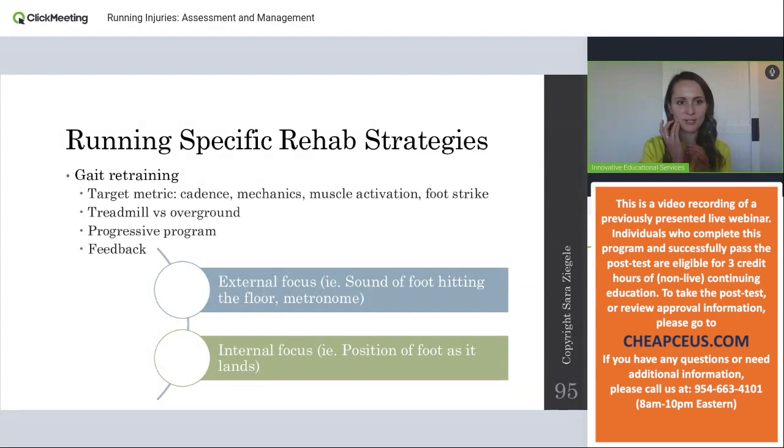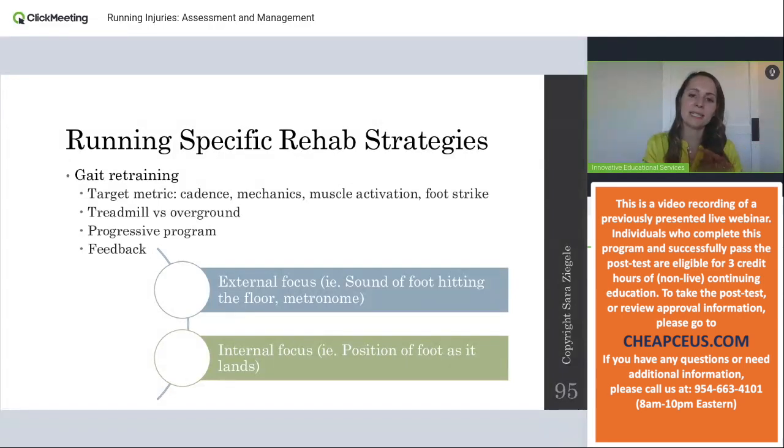So with gait retraining, we have different target metrics. Are we trying to change their cadence? Are we trying to change their mechanics or their muscle activation or their foot strike? We have to decide what is our target. Then this is a question we talked about earlier in the course, treadmill versus overground. So I do really steer my patients in a gait retraining program towards the treadmill, even if they're primarily an overground runner. One, because of that nature of standardization. So we can have them set no incline. We can have them set a specific speed. And I know that they're going to stick to that, and we're not changing other incidental variables at the same time.